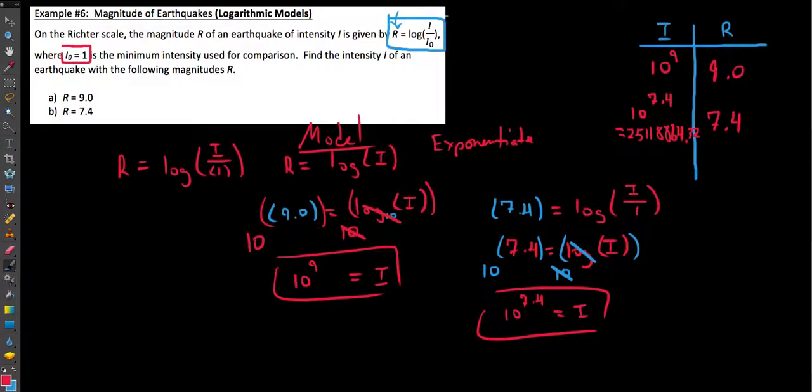Okay, so it's just an example of a logarithmic model that was given to us. We want to identify the variables, and when given a known, go find the unknown that we don't know yet.